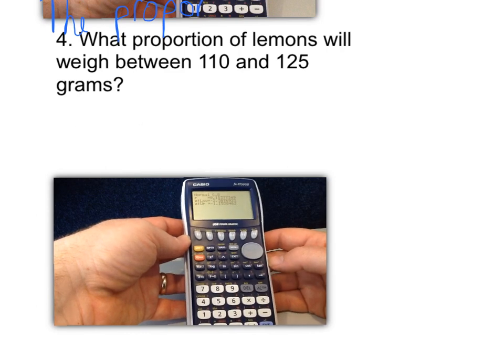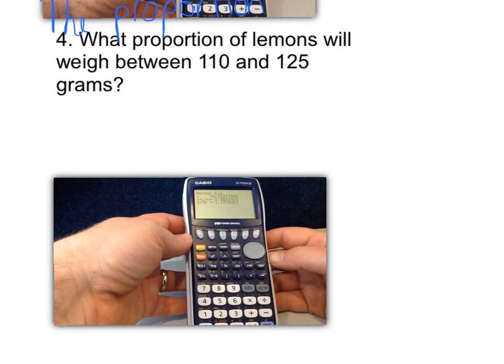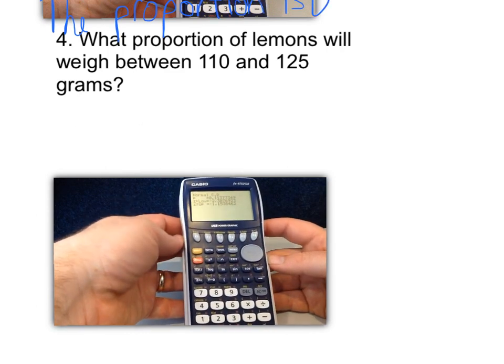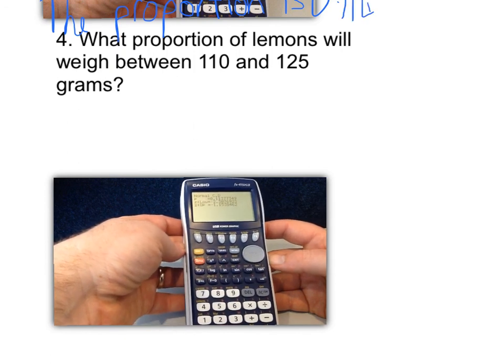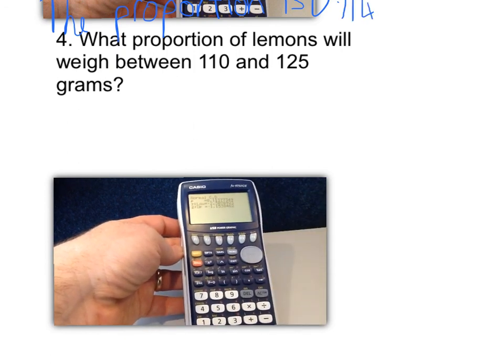If we were told that there would be 1,000 lemons, how many would we expect to be in that range? We'd just multiply that number by 1,000, so we'd expect 114 of them. All right, and that's a brief introduction to solving problems using normal distribution.